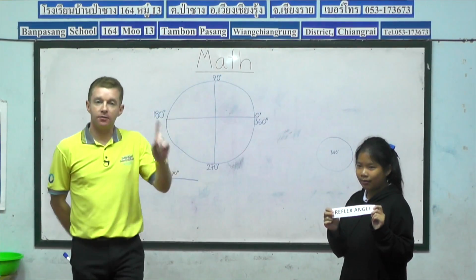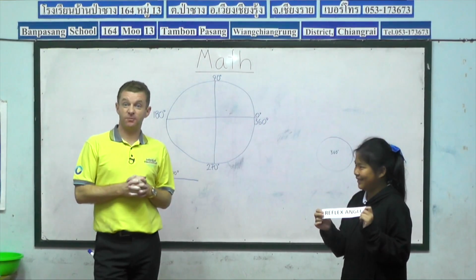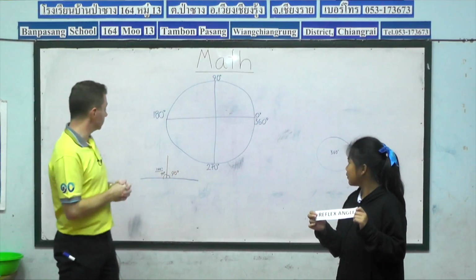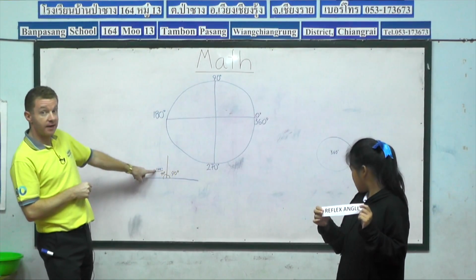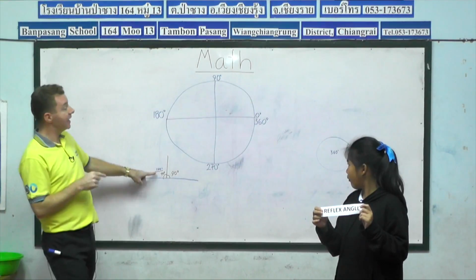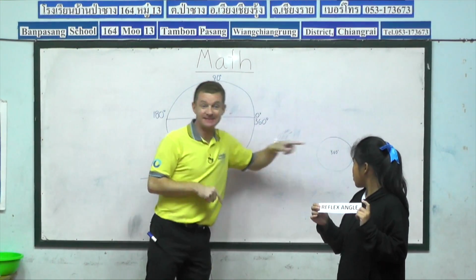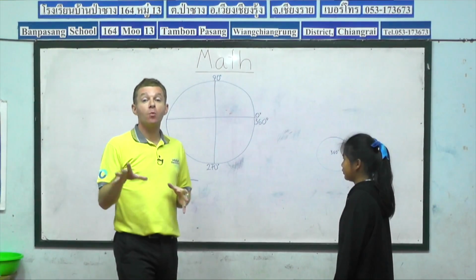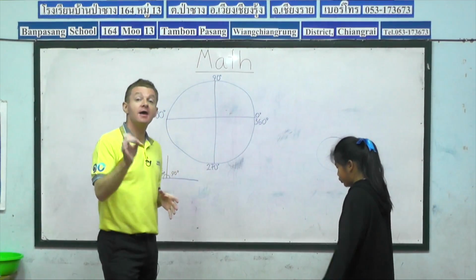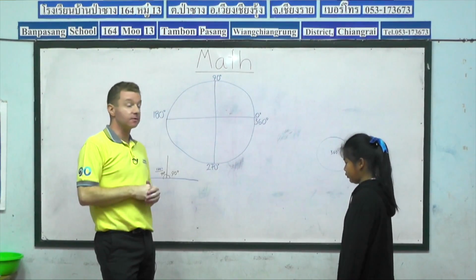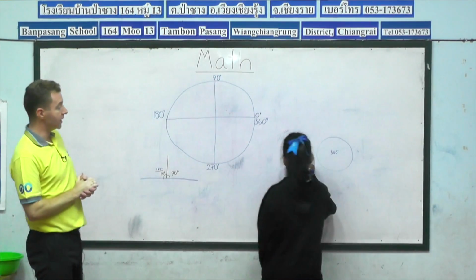Reflex angle. Now, these are the ones that can change. Remember, a reflex angle is anywhere that is more than 180 and anywhere that is less than 360 degrees. So now Lakgao will demonstrate how to measure and draw a reflex angle. Any type of degree that you want, Lakgao.